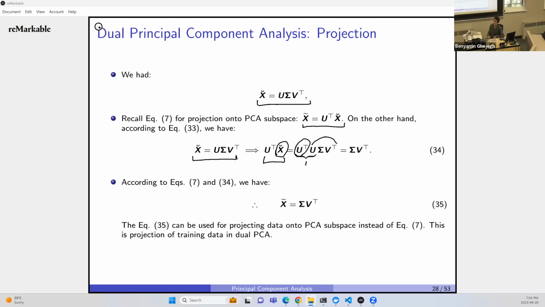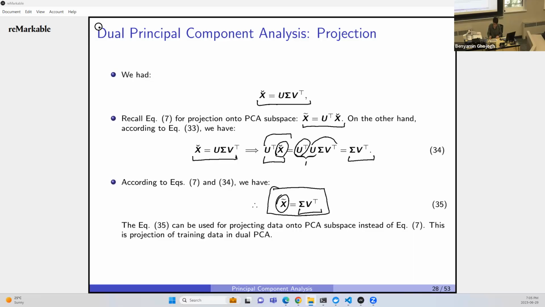Then what is U transpose U? It's I. Why? Because we know that according to linear algebra, the matrices of left singular vectors and right singular vectors are orthogonal matrices. So the columns are orthonormal. Therefore, U transpose U is I. So it simplifies to sigma V transpose. Therefore X tilde, what was X tilde? It was the projected data, right? So X tilde, which was U transpose X hat, equals sigma V transpose, right?